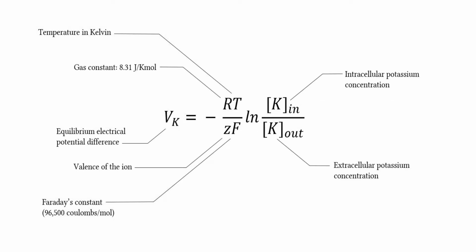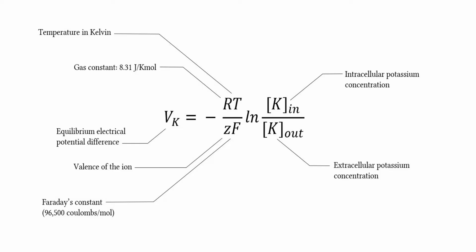This is the Nernst equation, where we see that V_K is equal to minus RT by ZF log base e of ion concentration inside over ion concentration outside. If we take the ion as a potassium ion, it is potassium concentration inside, potassium concentration outside. So V_K is the equilibrium electrical potential difference. This is the equilibrium potential that we are determining by the Nernst equation.